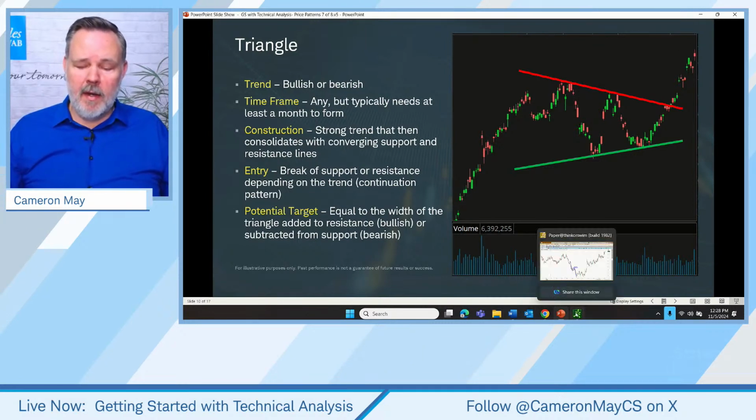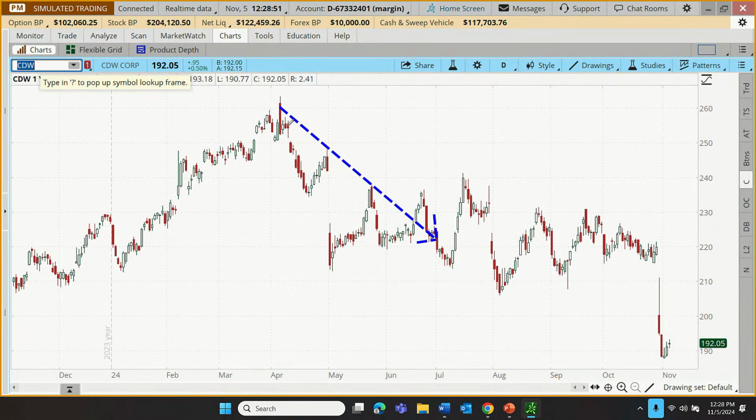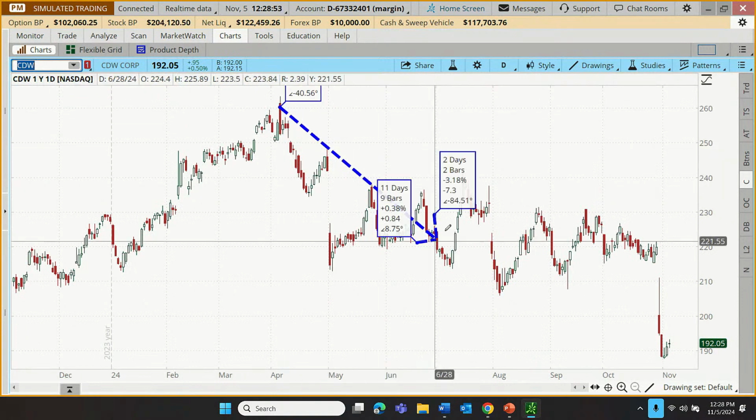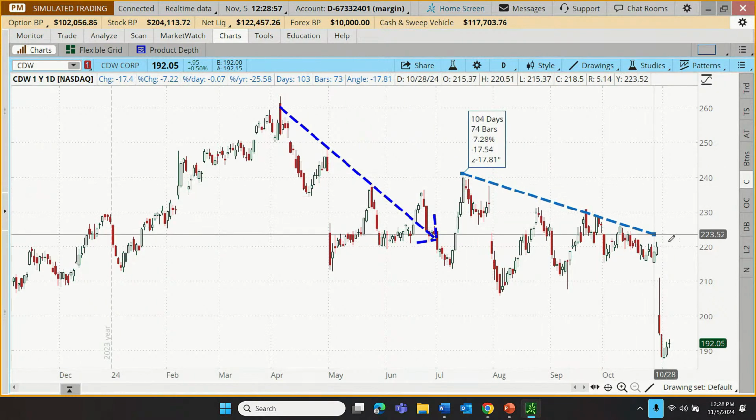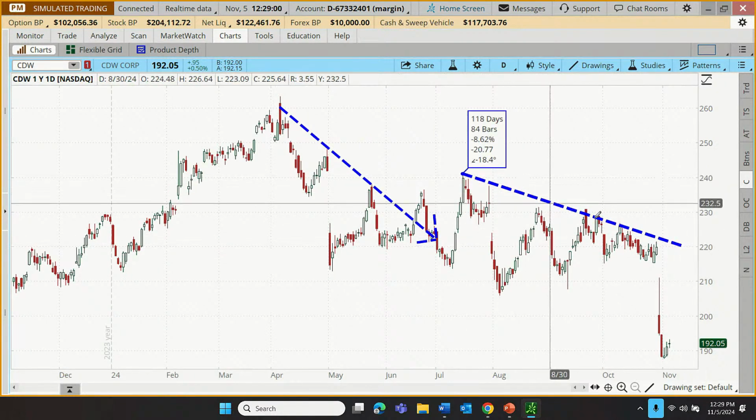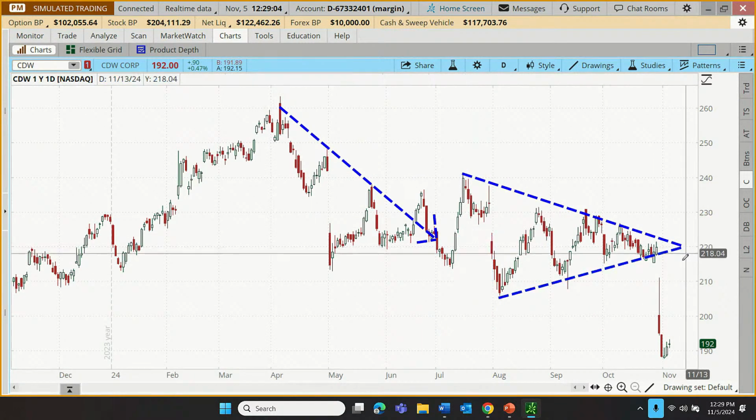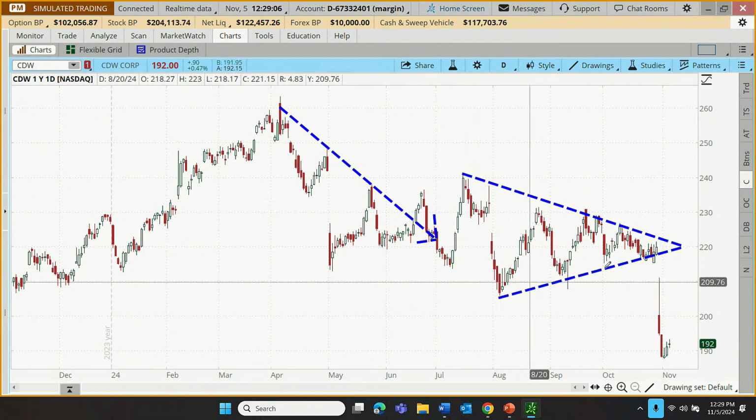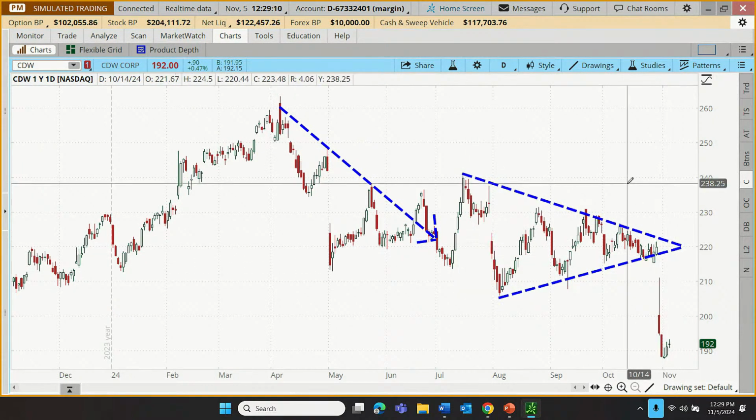So let's go look at an example of triangles. And I'm going to have a look at, what did I choose here? CDW? I thought I'd go for a bearish example here. So here we have a stock that has been going down, but then if you look at these highs and lows, highs are coming lower, so a downward resistance line. The lows, though, are going higher. And you can see how that's sort of converging out to a point, thereby giving it the title, a triangle.